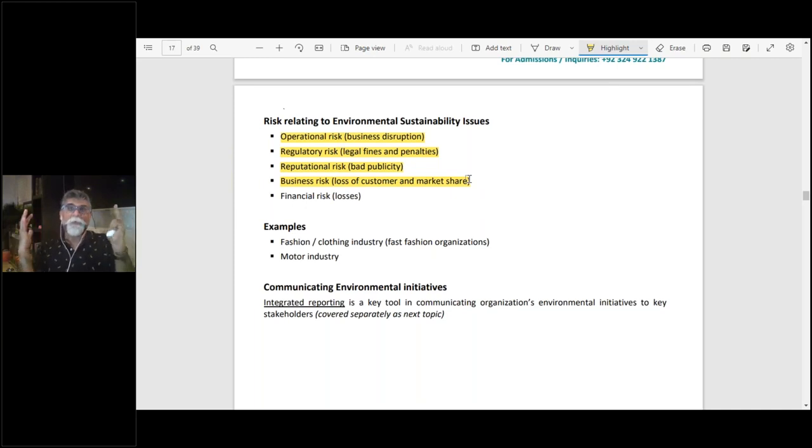So your business, your revenue, your profits might start going down, and ultimately it will lead to financial risk in terms of fines, in terms of penalties, in terms of fall in revenues. Ultimately, everything will reflect badly on the P&L. So please remember this list, okay? There are 5 possible risks attached with environmental matters: operational risk, regulatory risk, reputational risk, business risk, financial risk.